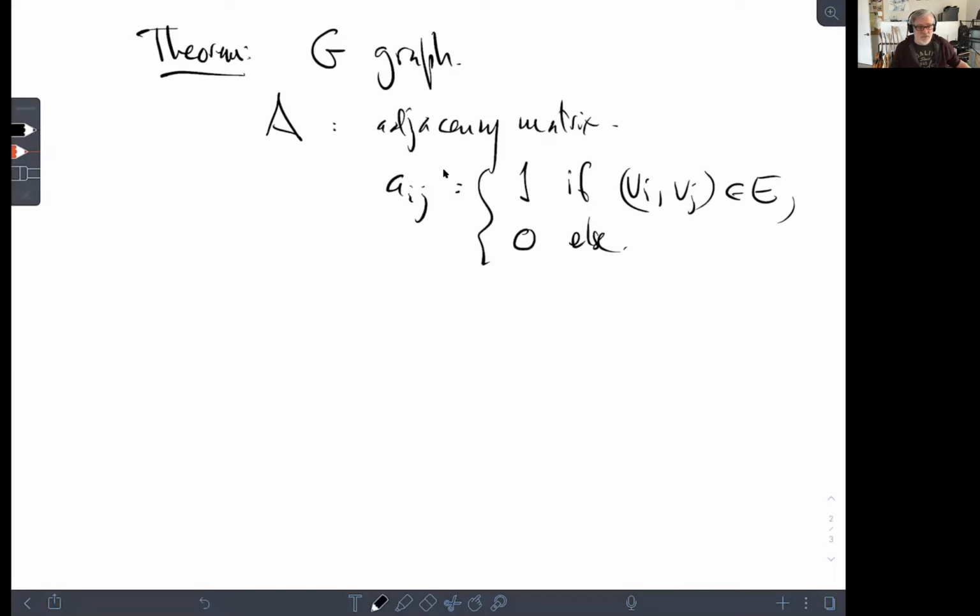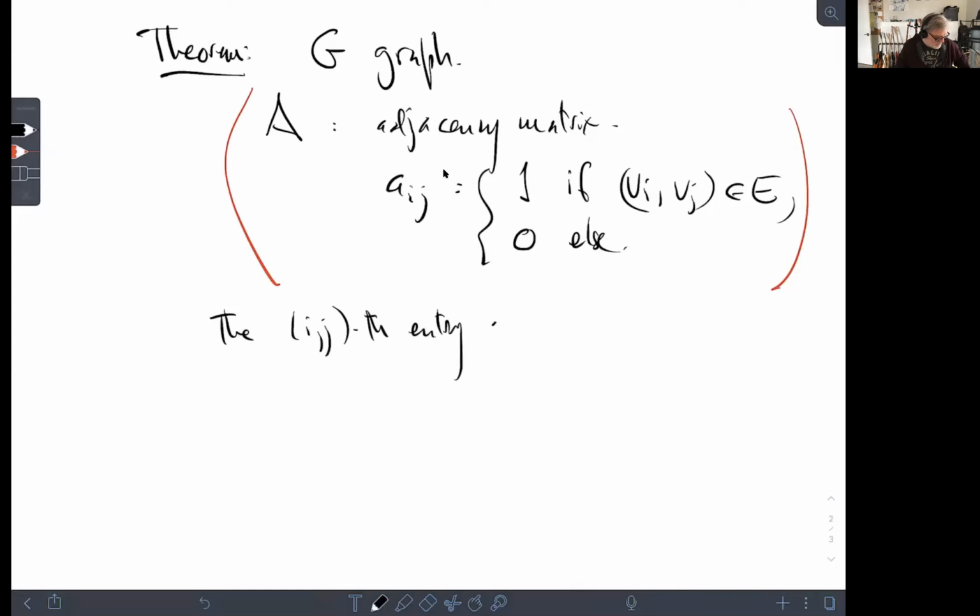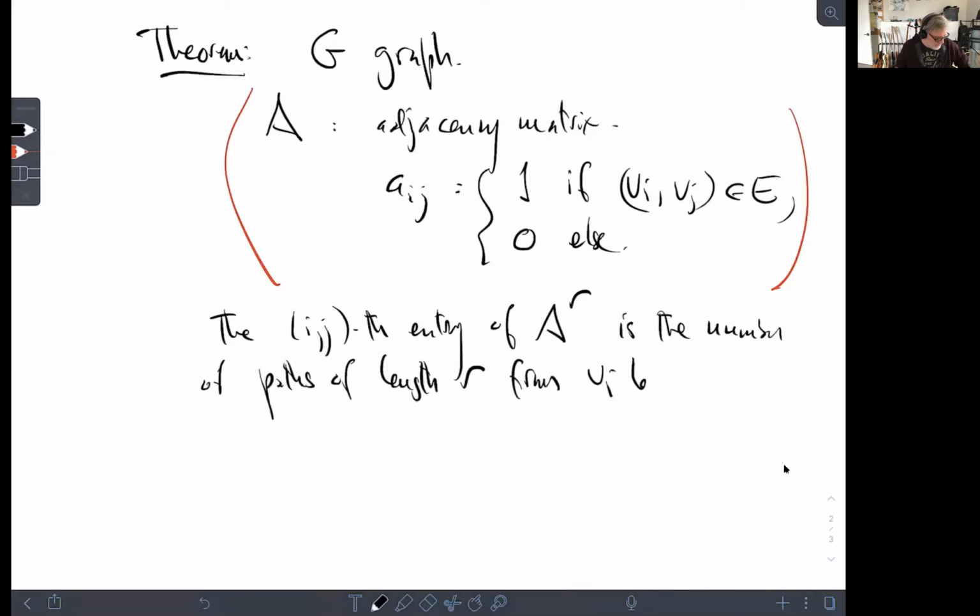Okay, so that's the adjacency matrix, and the theorem we want to prove, let's say, a little aside here, is that the ijth entry of A to the r, I'm going to use the same indexing, is the number of paths of length r from vi to vj. Okay, I'd like to try to convince you of this.